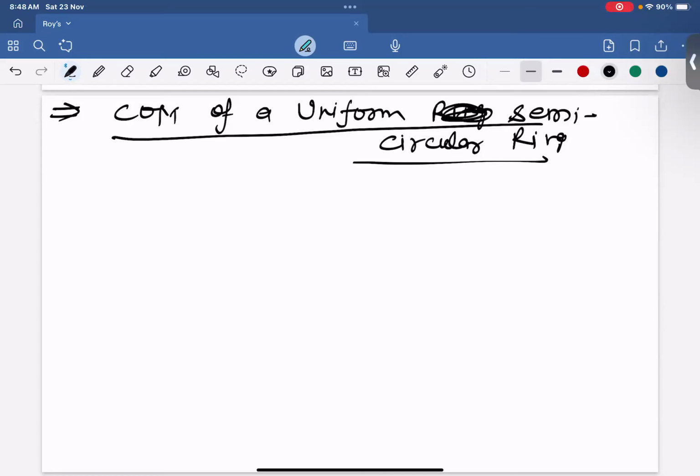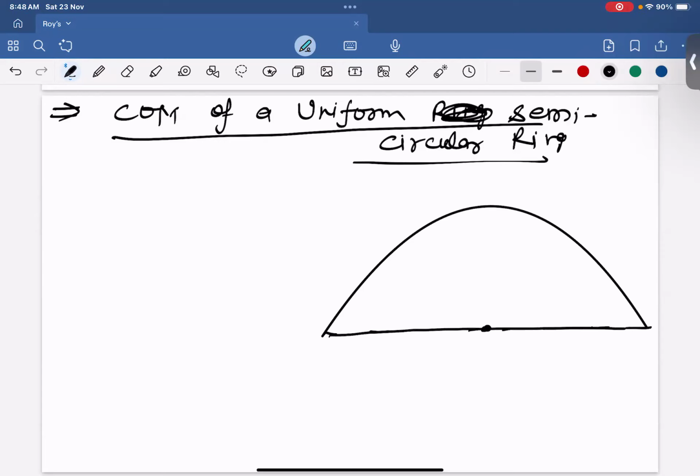Suppose I have a semicircular ring kept like this, and this is the diameter part. I have kept it in such a way that if I take the center as the origin, about the x axis it is not symmetrical, but about the y axis it is symmetrical.